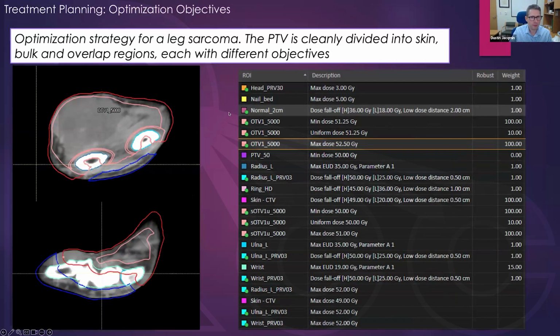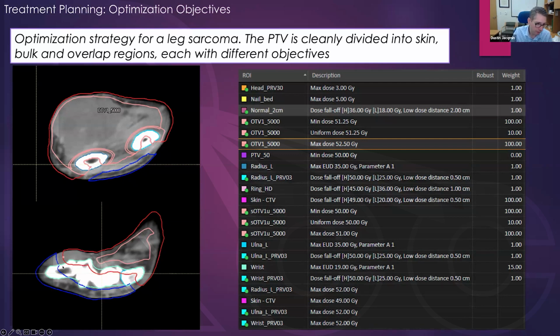This is a more complex example. So we have, again, this OTV, which is the bulk. We have what's called SOTV1U, which is a convention we use in my clinic, but it's basically the part that overlaps with the target volume. So this is our overlap region. And then lastly, we have this area here, which is the PTV outside of the overlap with skin.